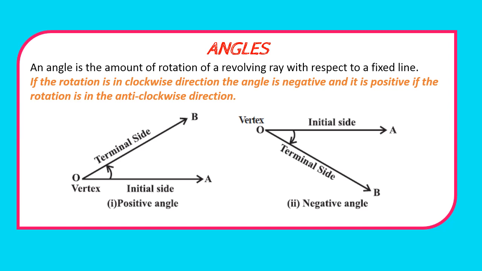As you can see in the figure, I have drawn a positive angle and a negative angle. In the first figure we have the initial side OA and the ray rotated anti-clockwise to the final position OB. So this angle will be positive. But in the second figure, we have the ray OA and it rotated clockwise to the terminal side OB, so this angle will be negative. The initial position is called the initial side and the final position of the rotation is called the terminal side.